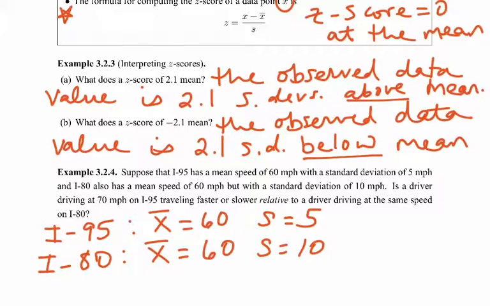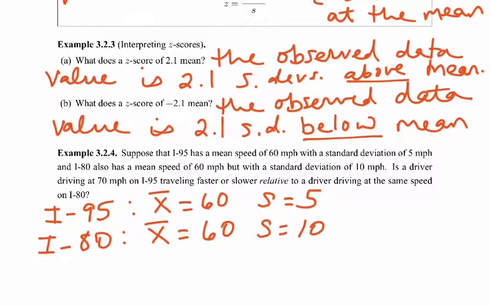So the question says, is a driver who is traveling 70 miles per hour on I-95 traveling faster or slower relative to a driver driving at the same speed on I-80? So what we're going to do is take that same driver who's going 70 miles per hour on both roads, and calculate the z-score. I'm going to call I-95 distribution A, and I'm going to call I-80 distribution B.